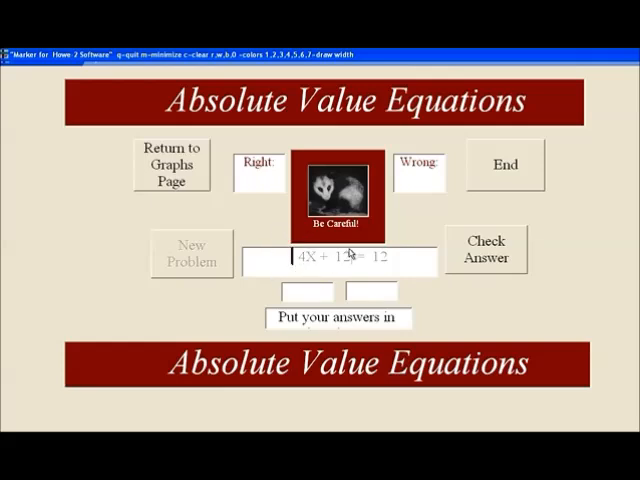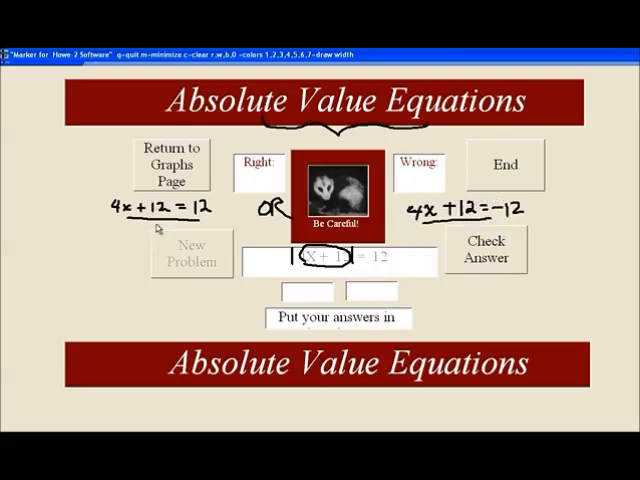So if the absolute value of 4x plus 12 is 12, then that means one of two things. Either the stuff in here, 4x plus 12, is really equal to 12, or the stuff in here, 4x plus 12, is equal to the opposite of that, negative 12. So when you have an absolute value equation, I want you to see that somebody is really giving you two problems in one, more for your money. So you have to solve each one of these equations.